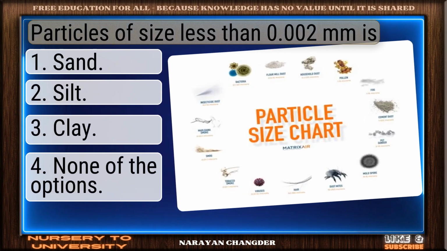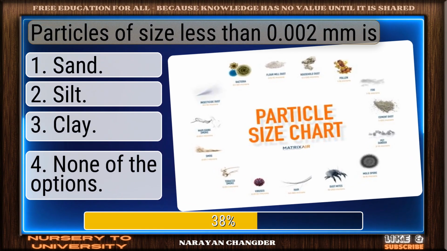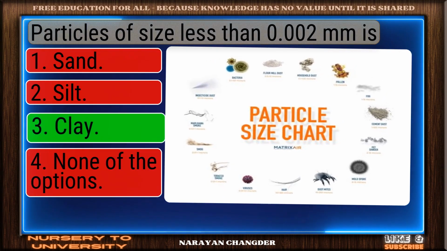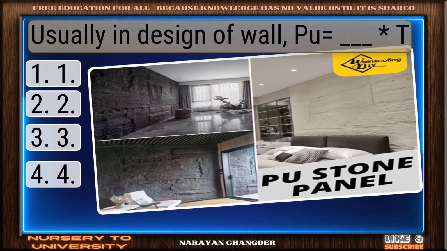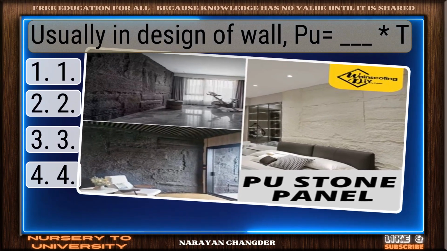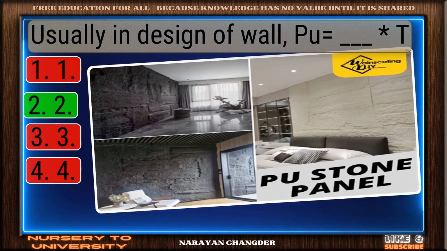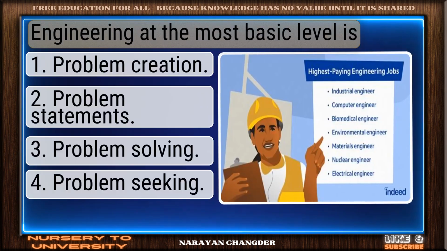Particles of size less than 0.02 mm is dash. Valid point. Clay is true. Usually in design of wall, Pu equal to dash to. Well picked. 2 is the correct answer.